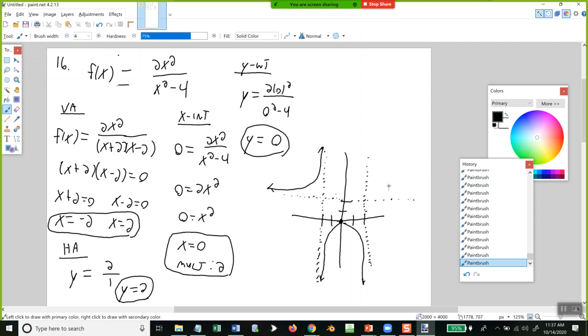Now over on this side, got two possibilities again. I could draw it here or I could draw it down here. If I drew it down here, it had to cross the x-axis. I don't have an x-intercept down there, which means it has to be up here.